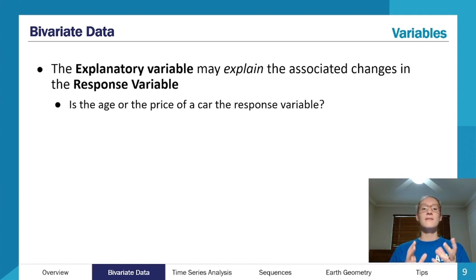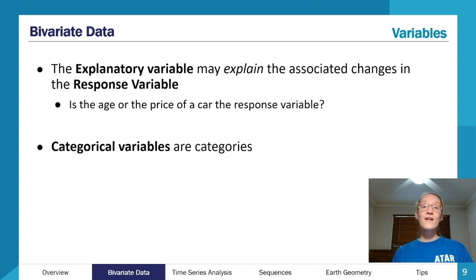As an example, I'd like you to have a think: if we were talking about the age and price of a car, which would be the response variable? It would be the price, because when we're thinking logically about this, the age of the car may explain the associated changes in the response variable. But because this is only observational data, we can only draw conclusions about association and correlation. We can't actually talk about causation. So we're just predicting and making guesses about which variable we think may be causing the change in the other. In this case, the explanatory variable would be the age, because we think that might be the factor driving the associated change in the response variable, the price of a car, which makes sense because there's a pretty clear trend there when it comes to how old a car is and how expensive it might be, for a number of reasons.